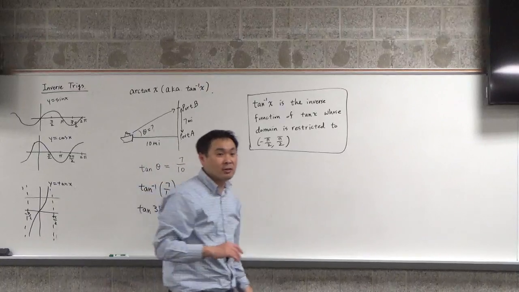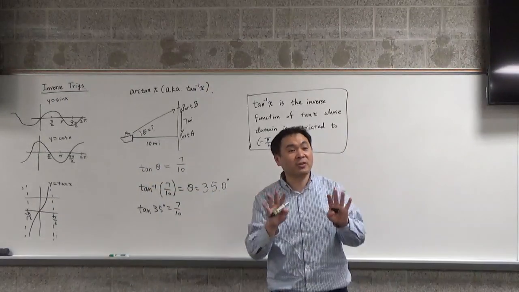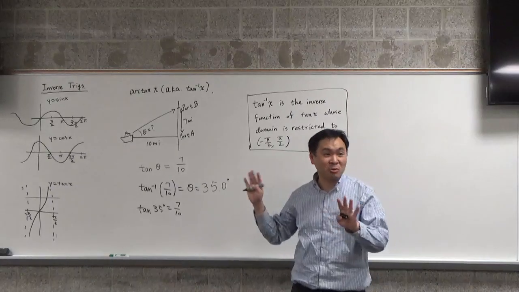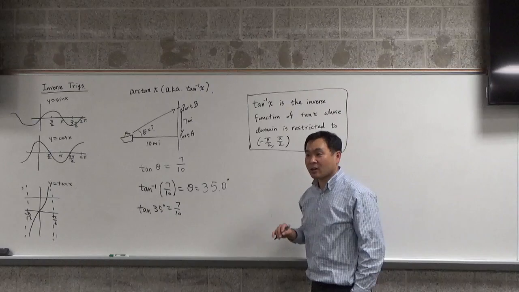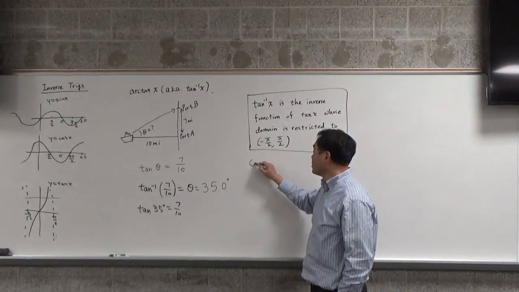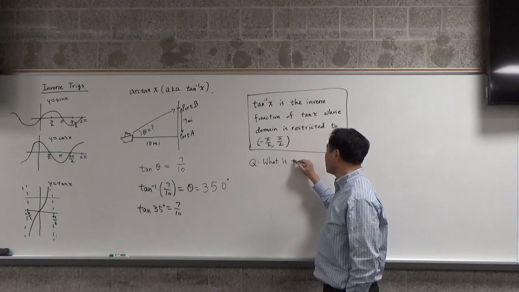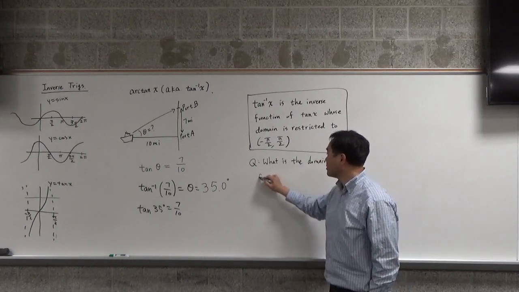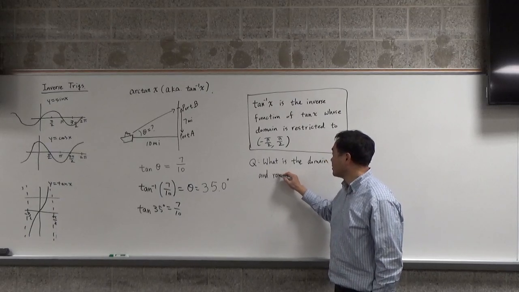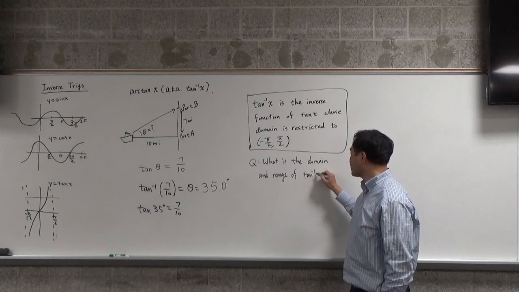Yes? Does that restriction apply to cosine? So for the cosine and sine, we'll have to figure out different restrictions. We'll eventually do that. Okay? But for now, let's try to ask and answer the following question. So question, what is the domain and range of tangent inverse of x?